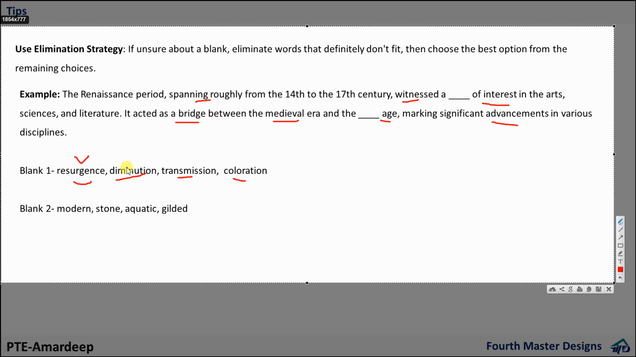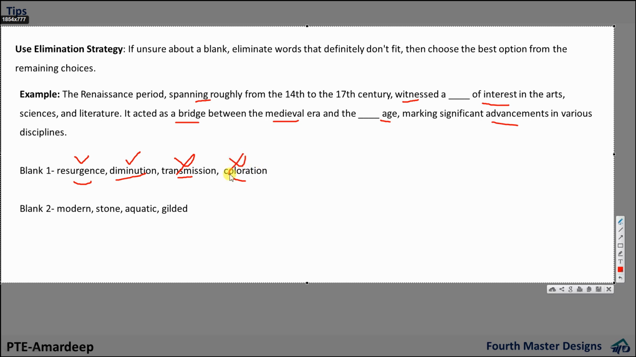Okay, increase. Let's say if you do not know diminution, leave it. Resurgence, maybe, because the word surge is there. I'm sure you are aware of this. Transmission, witness the transmission. If it is transmission, then there should be transmission from X to Y, something like that. Witness the transmission in the arts, transmission from where? So it doesn't make sense at all. Witness a coloration also doesn't make sense here.